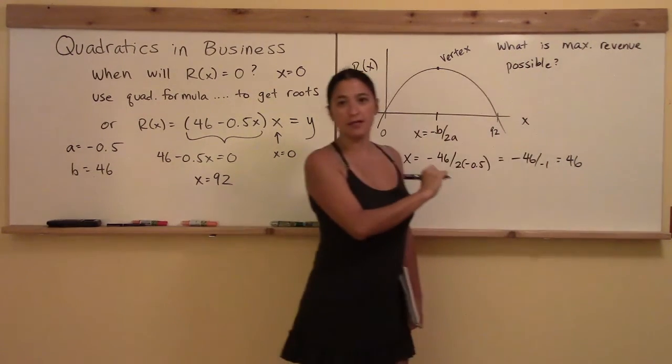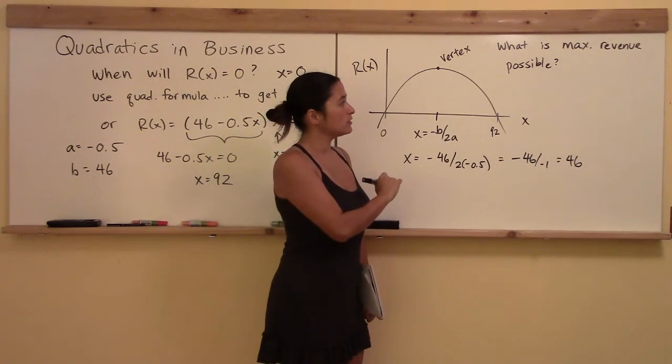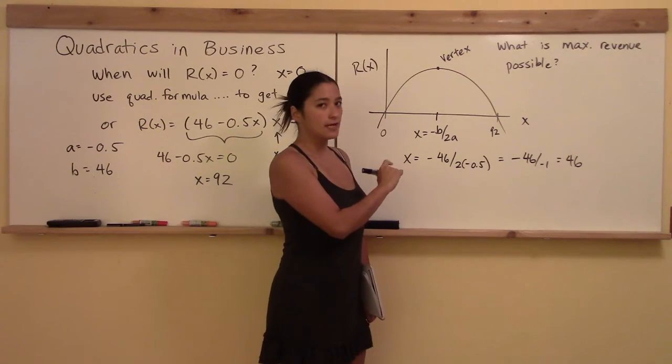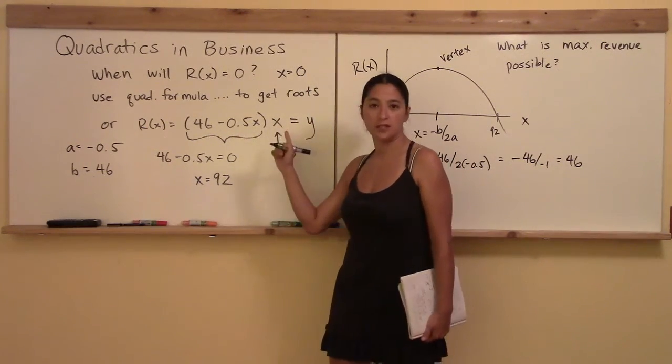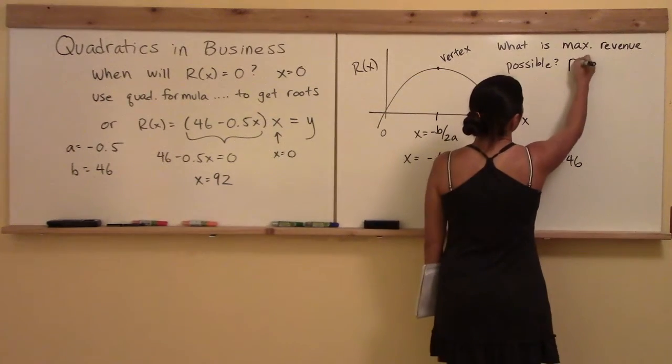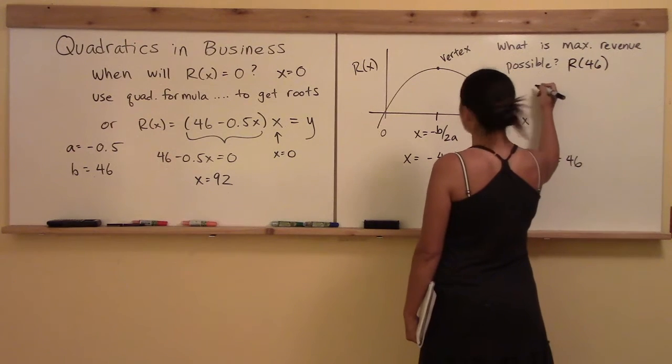Okay, do you remember how to get that? Pause the video, see if you can get that answer. That's right, that comes from plugging x equals 46 into your equation. So we'll have to do that: r of 46 is the y value at which our revenue is maximized.